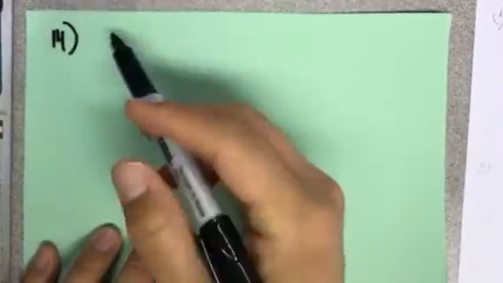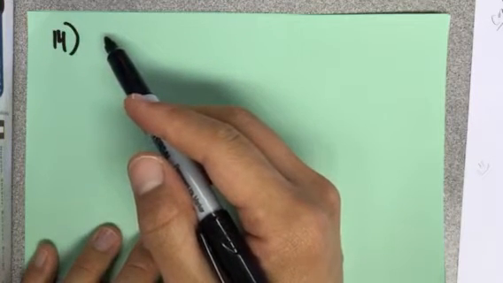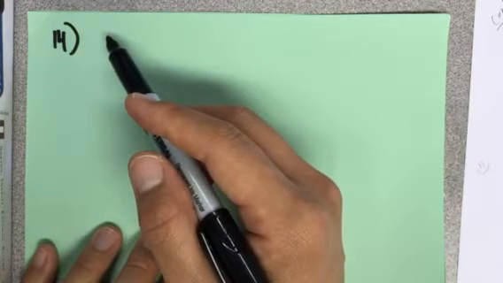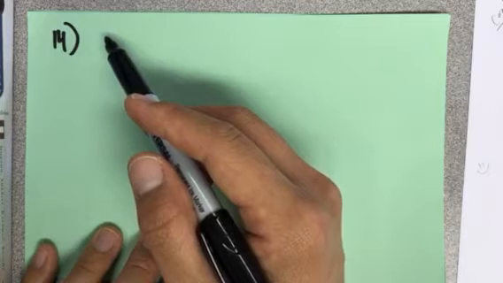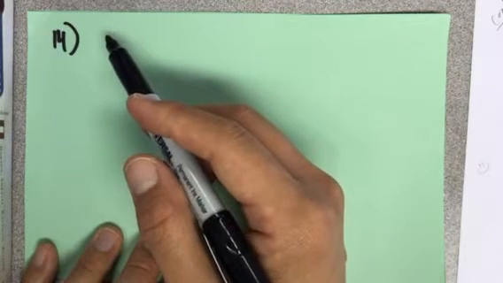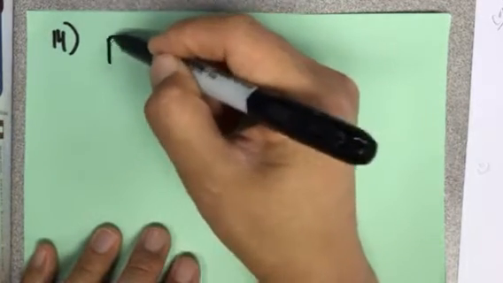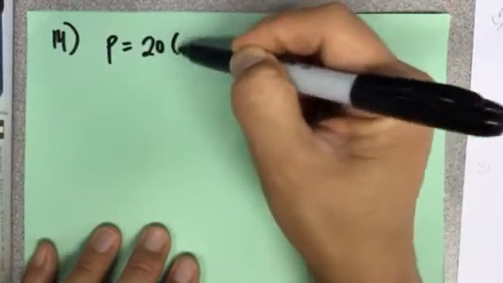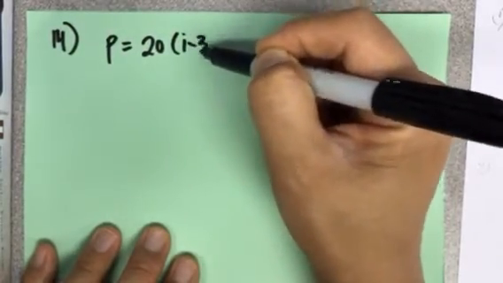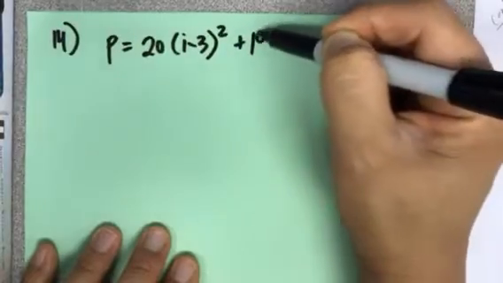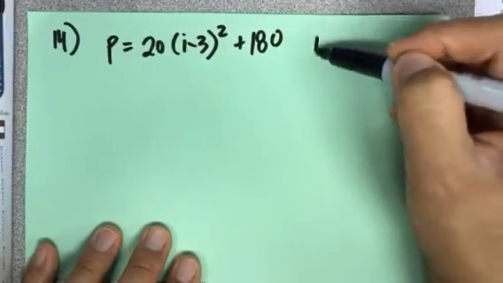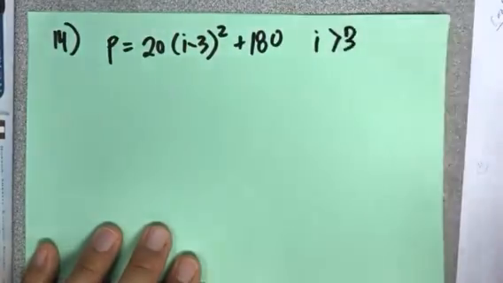Seems difficult, but is not difficult at all. Okay, so number 14. It says the power in watts P generated by a certain electric circuit depends on the current in amperes I and can be modeled by the equation P equals 20(I minus 3) squared plus 180. And it says that I has to be greater than 3.